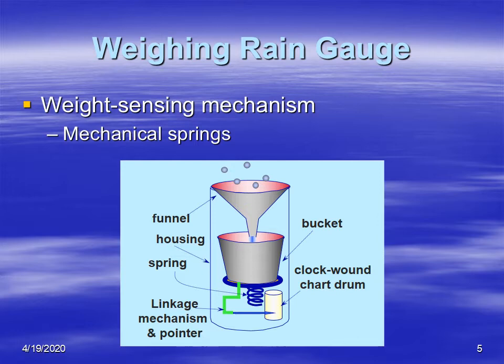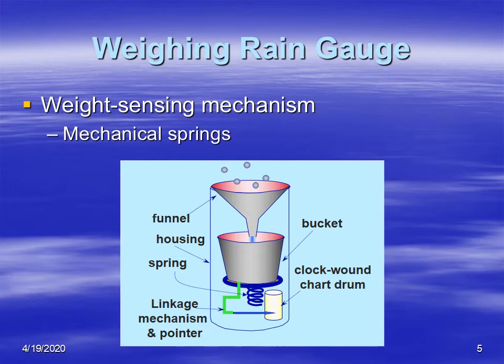In some weighing rain gauges, it is a spring. In others, it's a pressure transducer. And that weight is converted to an electrical signal, typically. Sometimes it may not be an electrical signal. It may be just some linkage that is driving a pointer which has perhaps ink on it, and it can draw the trace of precipitation over a period of time on a clock wound chart drum.